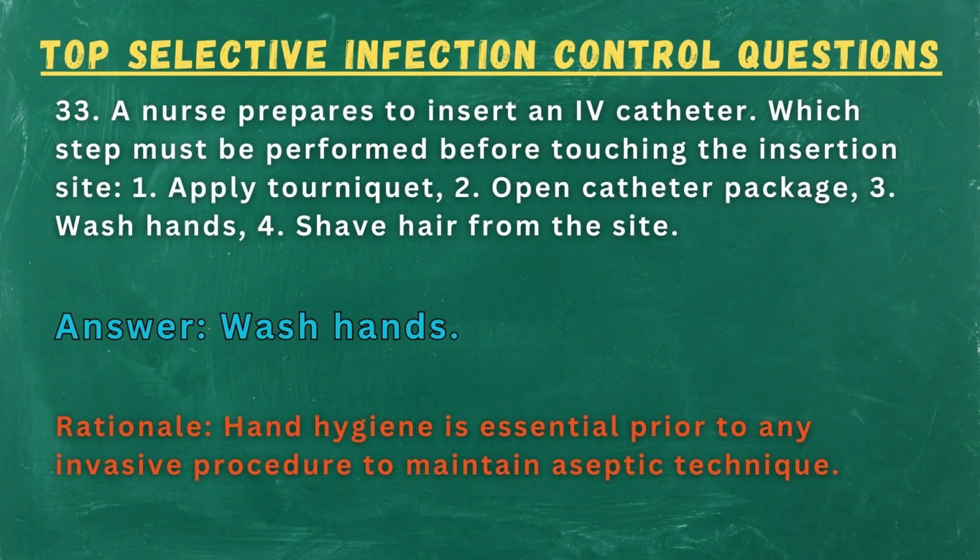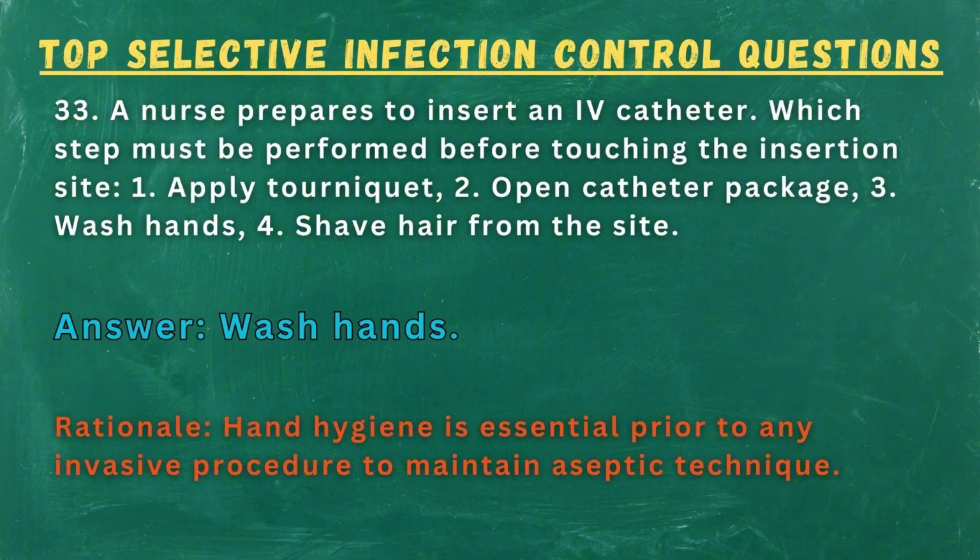33. A nurse prepares to insert an IV catheter. Which step must be performed before touching the insertion site? 1. Apply tourniquet. 2. Open catheter package. 3. Wash hands. 4. Shave hair from the site. Answer: wash hands. Rationale: hand hygiene is essential prior to any invasive procedure to maintain aseptic technique.